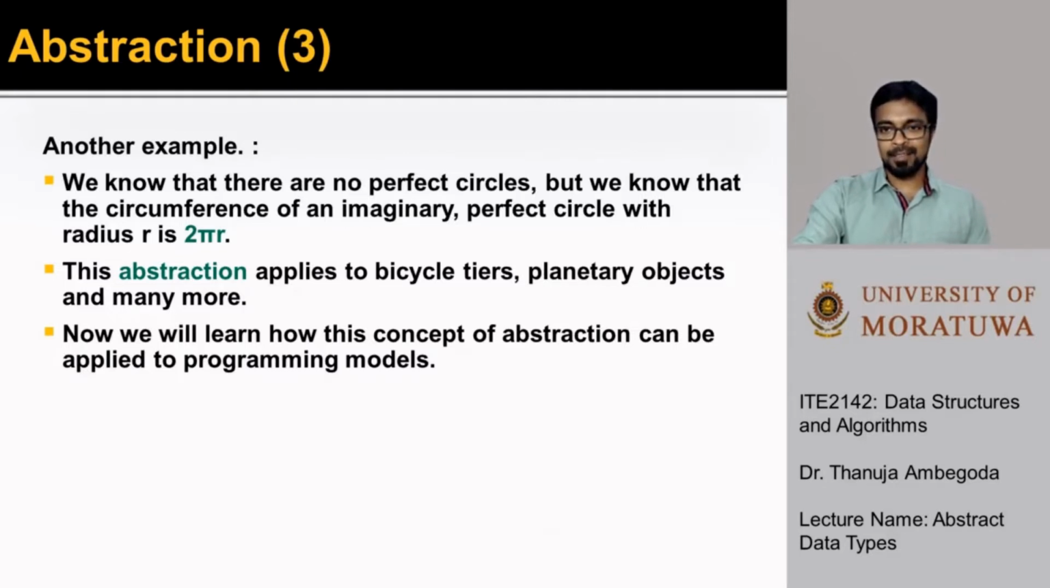Let's look at a bit more advanced example beyond arithmetic. There are no perfect circles. There's always some imperfection if you zoom down to the highest resolution. However, the theoretical or imaginary perfect circle with radius r has a circumference of 2 pi r. That's also an abstract concept. You cannot actually build a perfect circle to show this is perfectly true.